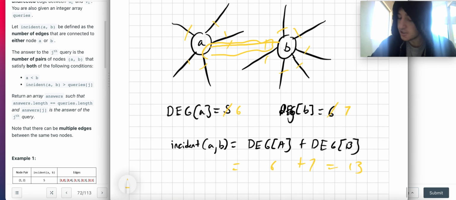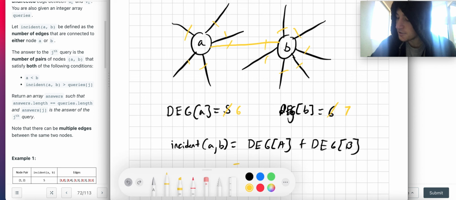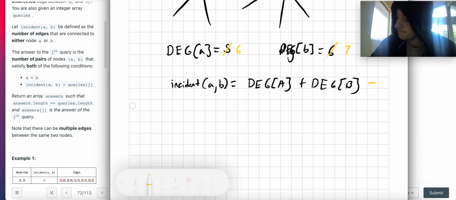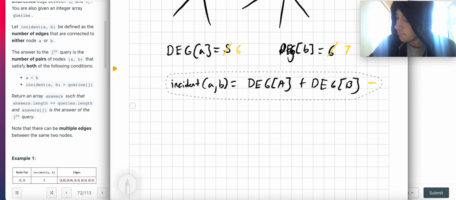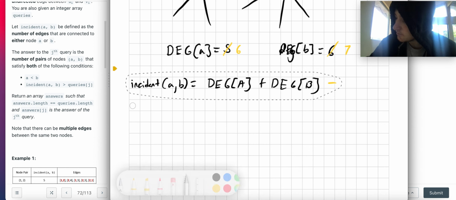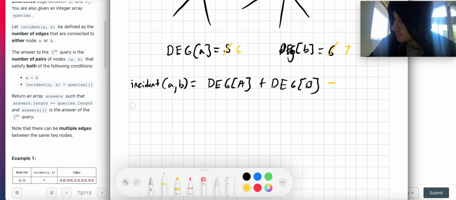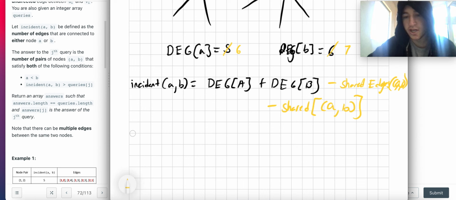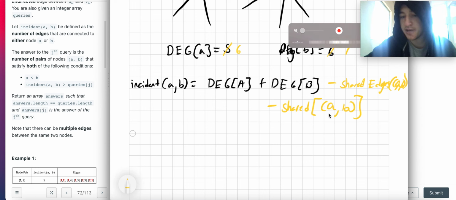So what we need to do is subtract out the shared edges between A and B. The degree of this is still the same, it's still 7, but we want to minus out, let's move this over so it's a little bit cleaner, we want to subtract out the shared edges between A and B. That's really just the number of edges AB.